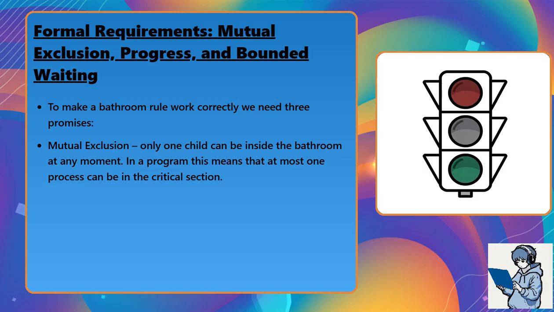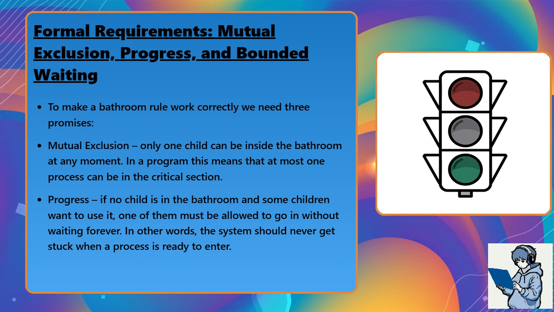Mutual exclusion: only one child can be inside the bathroom at any moment. In a program, this means that at most one process can be in the critical section. Progress: if no child is in the bathroom and some children want to use it, one of them must be allowed to go in without waiting forever. In other words, the system should never get stuck when a process is ready to enter.